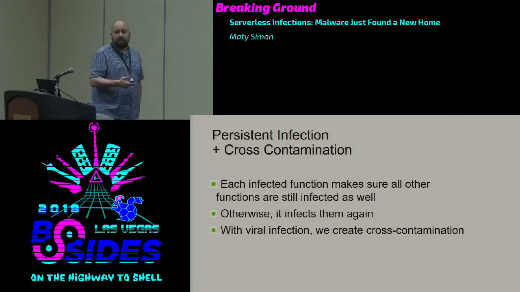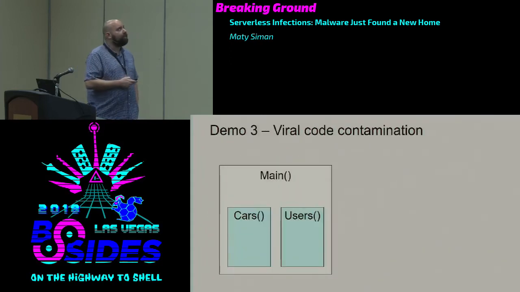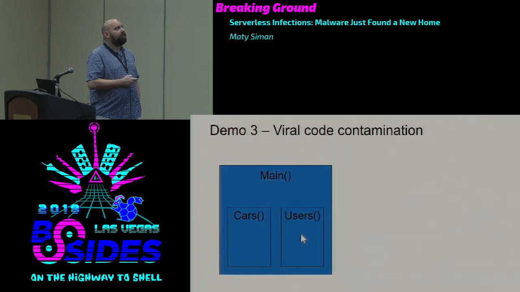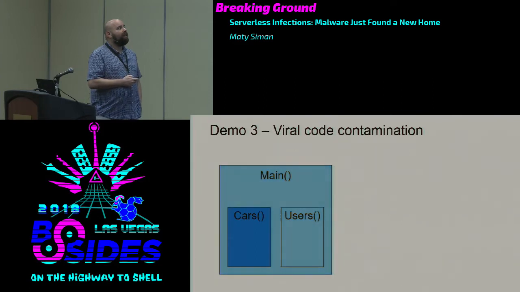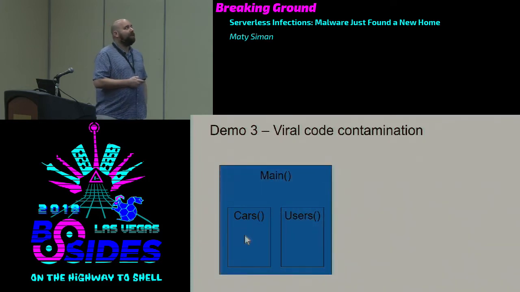Actually this jump is kind of logic and simple. Each infected function makes sure that all other functions are still infected. If it's not, infect them again. This is an actual viral infection. So we create cross-contamination. To make the idea simpler, if we attack users and run it, users attack main and cars. If we clean main and users, cars stays infected, and when it runs, it will infect main and users.